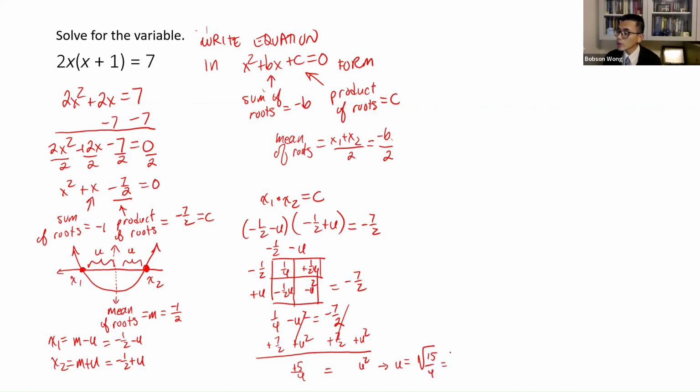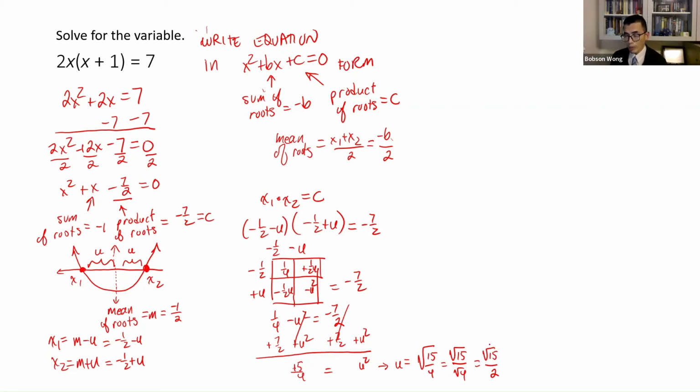Now, we use the division property of radicals. This will give us square root of 15 over the square root of 4. The square root of 15 can't be simplified. Square root of 4 is 2. And so we get u equals the square root of 15 over 2.